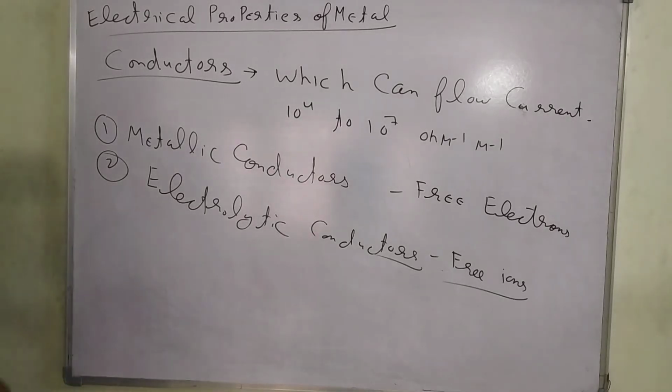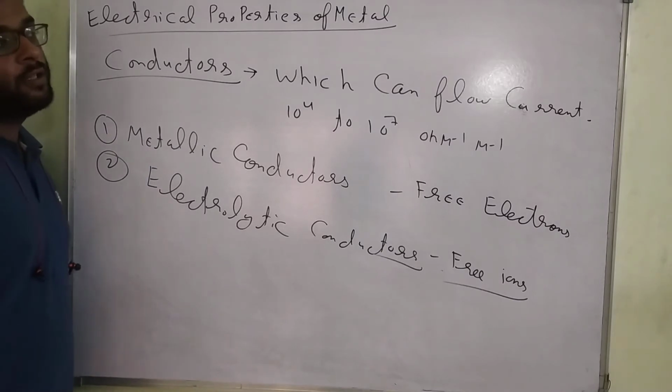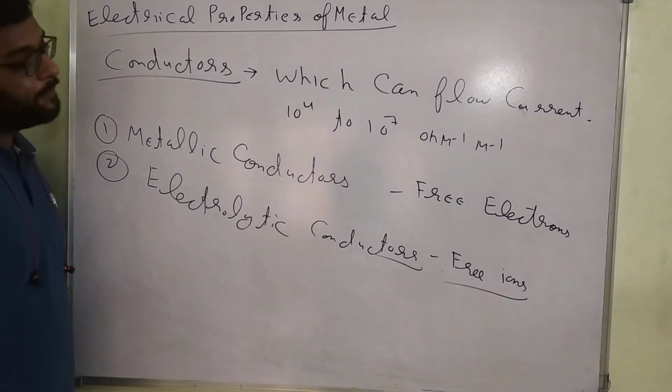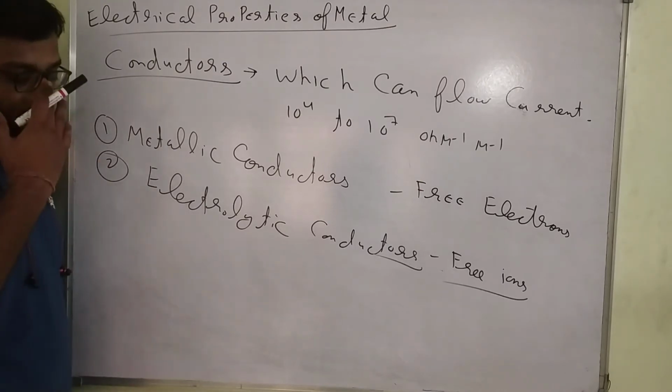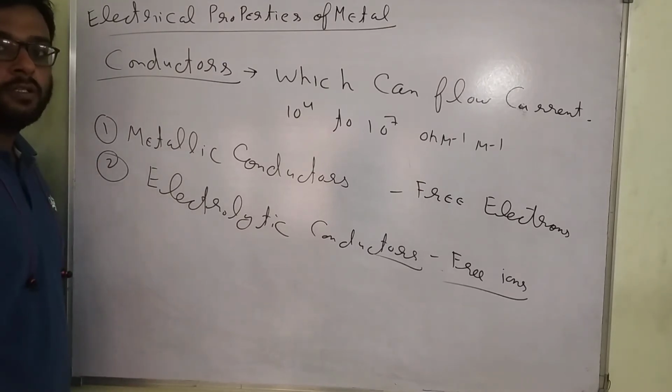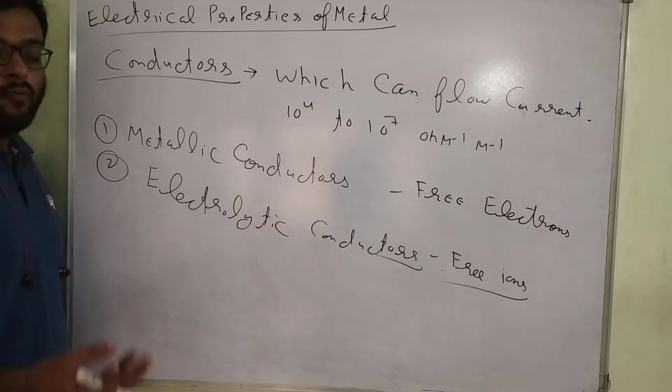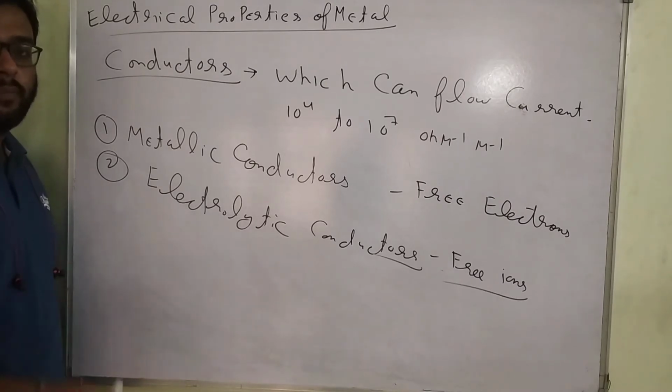Hello students, today we will start the solid state, continuing the chapter on electrical properties of metals. What kind of electrical property? There are three types of behavior shown by any material: conductors, insulators, or semiconductors.